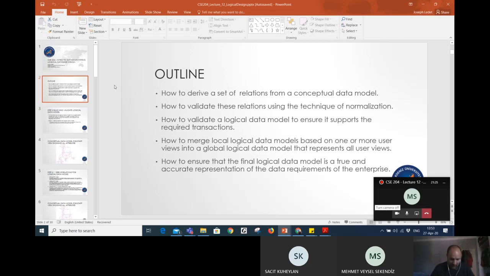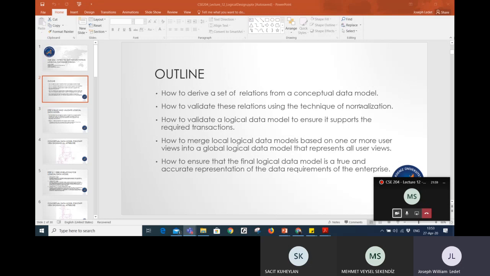That was the output of the conceptual database design, the ER model. And remember, one of the things I said was that for each of these phases, the output of one phase is the input to the next. So for the logical database design, we're going to take that ER model from the conceptual database design phase and use it to determine how we can make relations, and we're going to validate them using normalization.